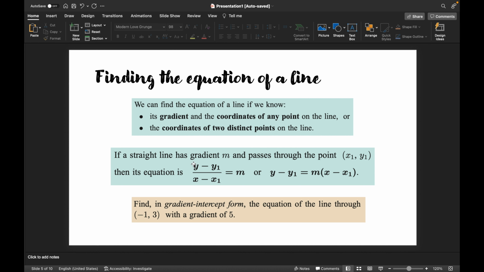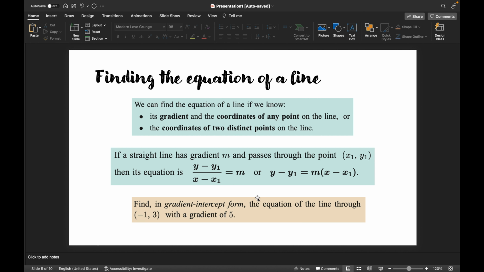So if a straight line has gradient m and passes through the point (x1, y1), then its equation is this. So how do we know this? It's the gradient formula, and then we can just cross multiply, so we get this one. And then if you simplify it, you can write it in the form of y equals mx plus c. But right now we won't do that because this is much simpler: if we have the gradient m, we can plug in the value here, and then we also know the coordinates of a point. So we can substitute this and then we can find it.